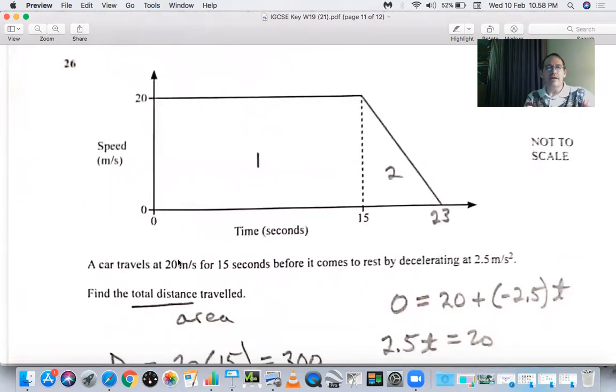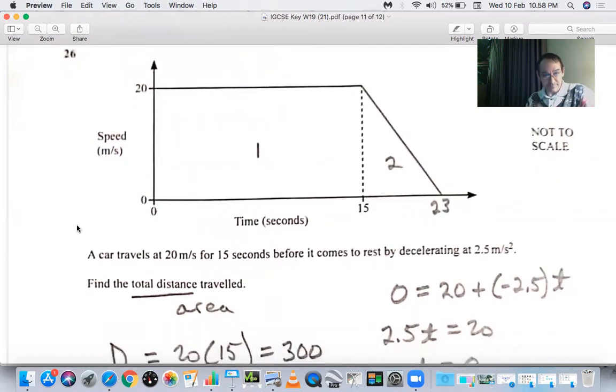Now for the velocity time graph. In our velocity time graph, it says a car is traveling at 20 meters per second for 15 seconds before it decelerates to a rest, decelerating at 2.5 meters per second squared, which by the way is your slope. Find the total distance traveled. Remember, total distance in a velocity time graph is area, because when you multiply time by speed, the seconds cancel and you get distance. So we want the area of this graph here.